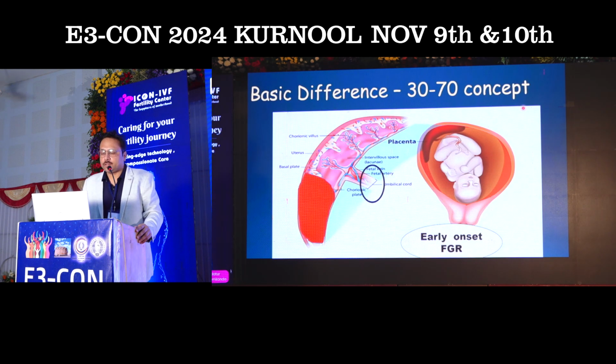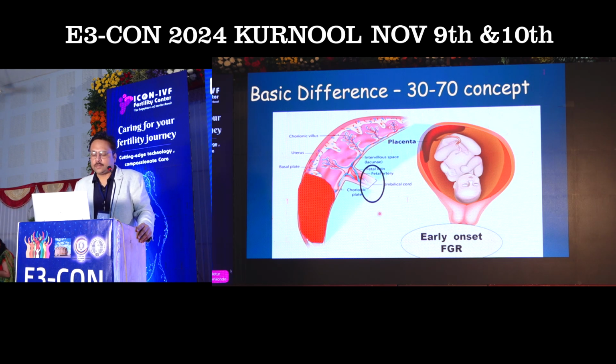So it is very important to know the 30-70 concept, the basic difference between early onset and late onset FGR. When the placental damage is more than 30%, as shown here, the umbilical artery Doppler is always abnormal because the resistance is high. So this happens in early onset FGR. But this is not the case in late onset FGR.